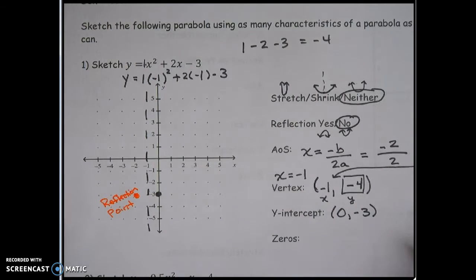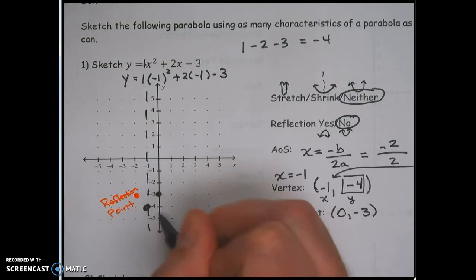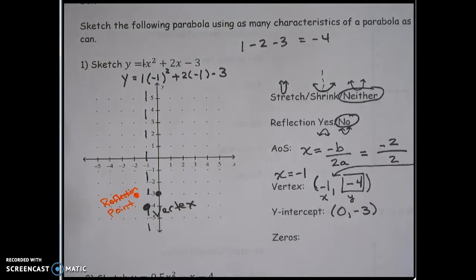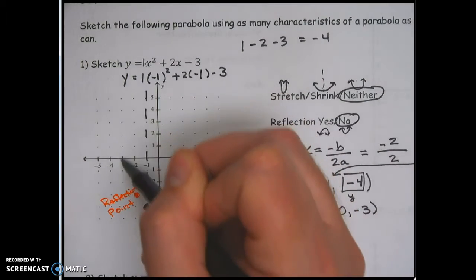So I know my vertex is negative 1 over and negative 4 down. And so this is going to be my vertex. Just from there, I can draw the general shape of the parabola. It's a U shape that's going to go through those points, so I could draw that U shape.